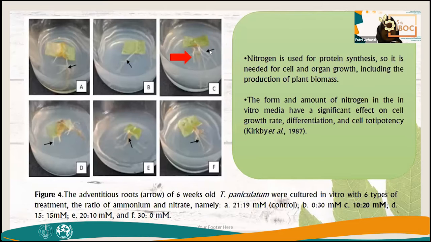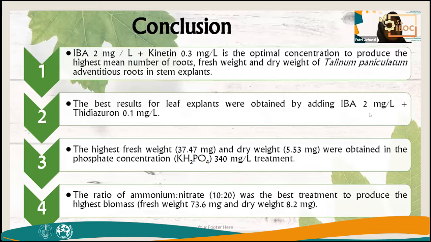We know that nitrogen is used for protein synthesis, so it is needed for cell and organ growth, including the production of plant biomass. The form and amount of nitrogen in the in vitro media have a significant effect on cell growth rate, differentiation, and cell totipotency. So this one is the conclusion.